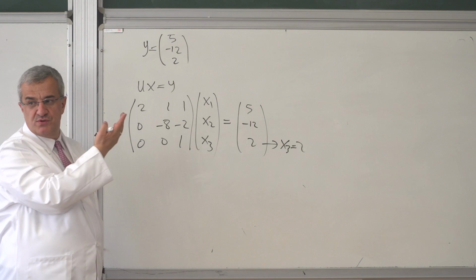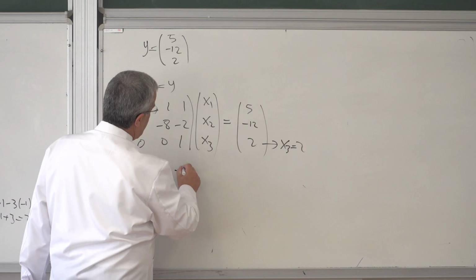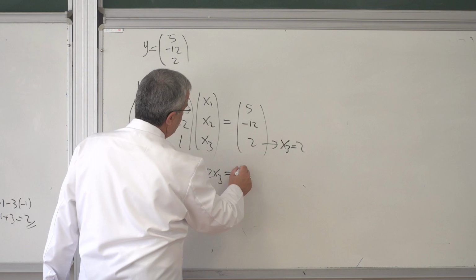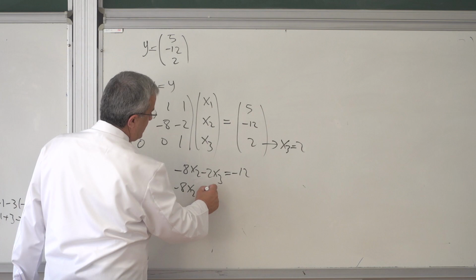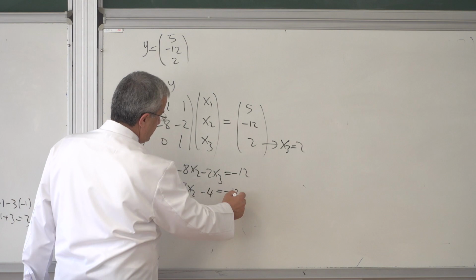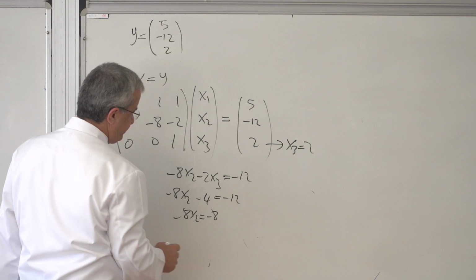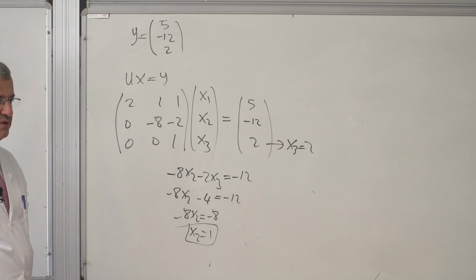Then the second equation will give me minus 8x2 minus 2x3 is equal to minus 12. So minus 8x2, and this is minus 4, minus 12. So this is again minus 8x2 is equal to minus 8, so x2 is equal to 1. And you substitute it in the first one.